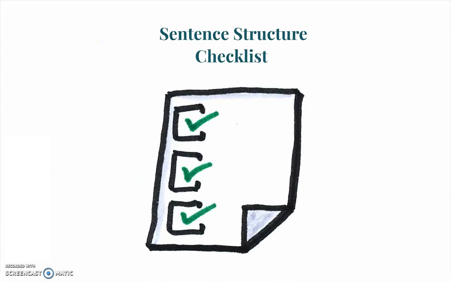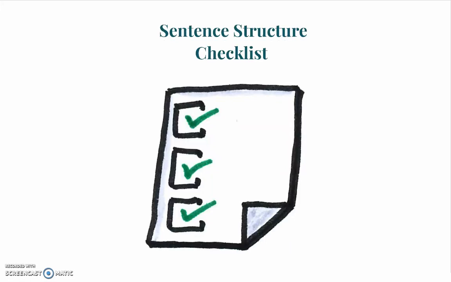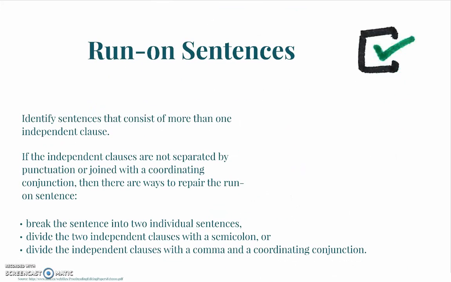Now, let's take a look at the sentence structure checklist. Run-on sentences. Identify sentences that consist of more than one independent clause. If the independent clauses are not separated by punctuation or joined with a coordinating conjunction, then there are ways to repair the run-on sentence. Break the sentence into 2 individual sentences, divide the 2 independent clauses with a semicolon, or divide the independent clauses with a comma and a coordinating conjunction.